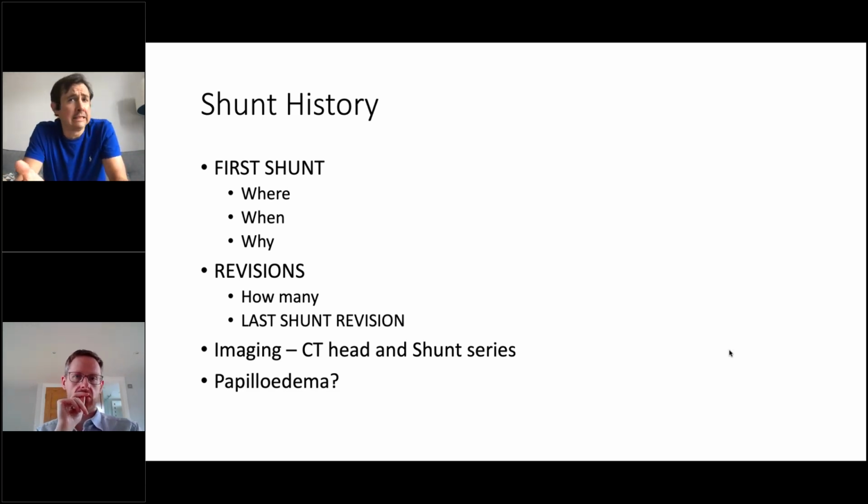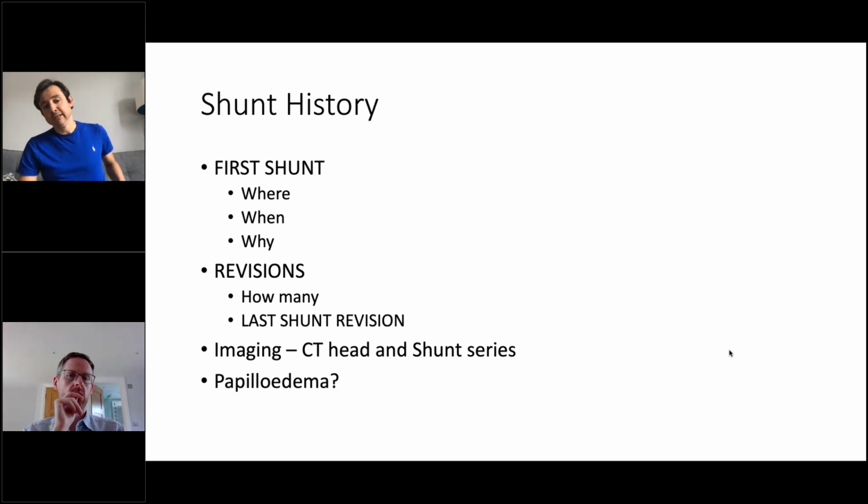It's something like 95-96% of shunt infections happen within the first couple of months following surgery. So if they're outside that window, the likelihood that they have a shunt infection is vanishingly small. Not impossible, because it does happen, but vanishingly small. So knowing when they've had the last shunt revision is really key.